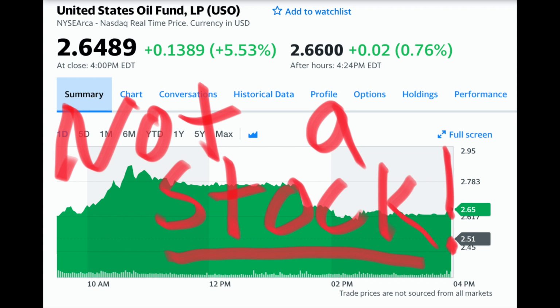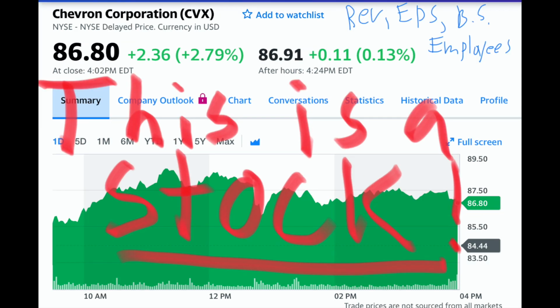So first off, I've heard a lot of people calling USO a stock. They're like, oh, I'm gonna buy USO stock, okay? Let me be very clear. USO is not a stock, okay? USO is not a stock, okay? Chevron Corporation is a stock, okay? A stock is something that essentially represents ownership in a company that has earnings, a company that has revenues and earnings per share and has a balance sheet behind them, and they have employees and they're doing business, okay? That is a stock, okay? When you say, I'm gonna buy some Amazon stock, you're buying basically a part ownership in the Amazon Corporation. That is not USO, okay?